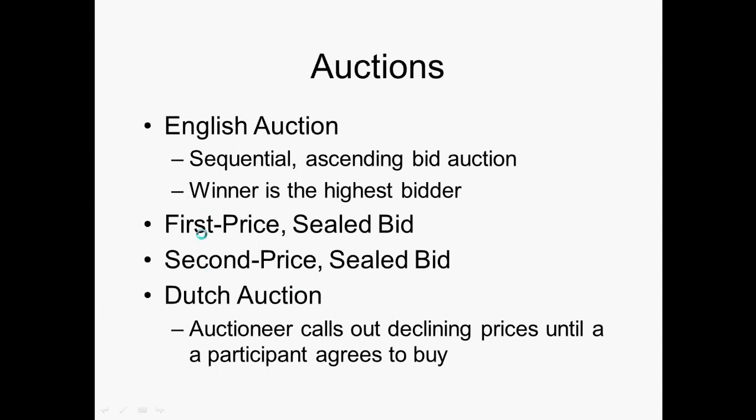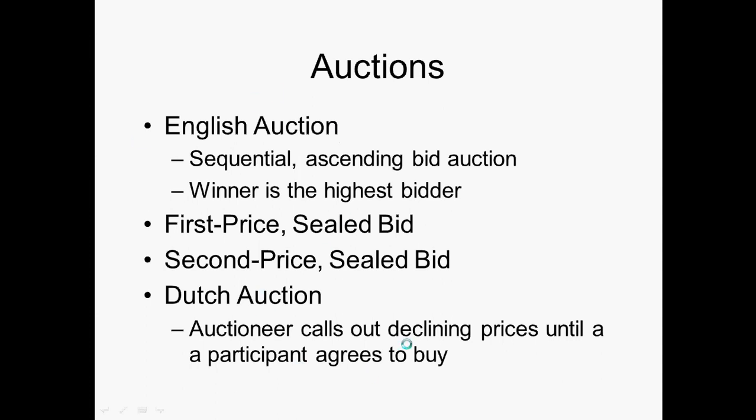Well, in the first price auction, people want to make money off it, so it's not in their interest to bid what they think it's really worth. In a second price auction, if you bid a lot higher than the next bid, that's fine because you only pay the next bid anyway. So it actually gives people an incentive to bid their true value. A Dutch auction is another format where you call out declining prices, and as soon as someone agrees to buy, the item is sold.